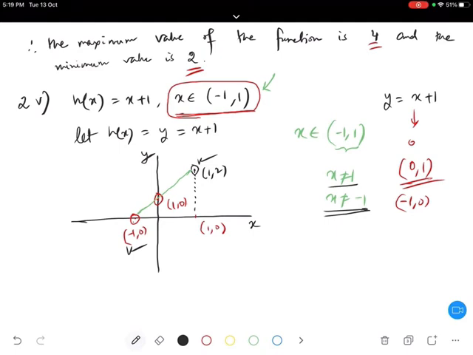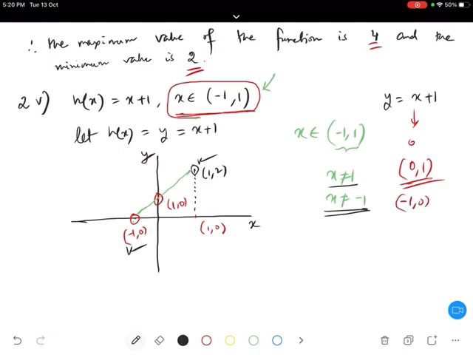Yes or no? Now, can anybody tell me what is the maximum value of the function? What is the maximum? If the diagram is not clear, you cannot determine the maximum and minimum value. If the diagram is clear, I can guarantee that still you cannot determine the maximum and minimum value. I'm 100% sure.